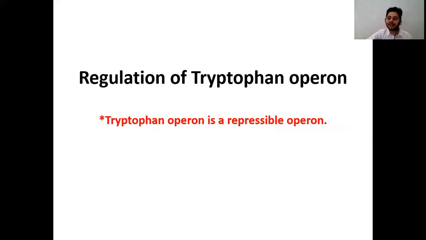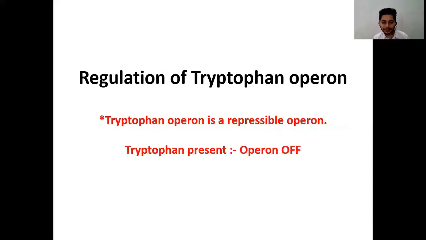Now what do you mean by a repressible operon? It means that when tryptophan is present in the medium, when tryptophan is already there, the tryptophan operon has to be switched off. The genes that encode the enzymes required for tryptophan biosynthesis will not be expressed, because they are not required at that time, since tryptophan is already present in the growth medium. So if tryptophan is already present, the tryptophan operon will be switched off.